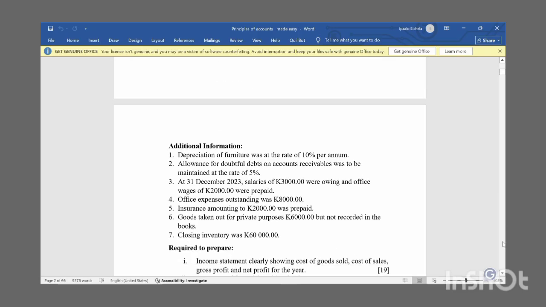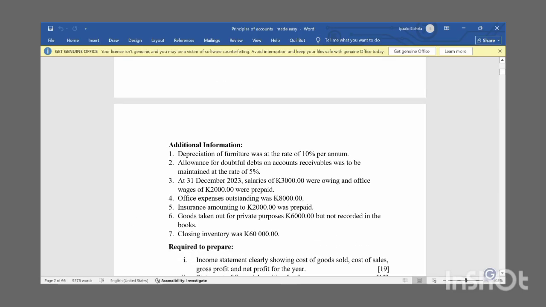So let's check. Okay, do we have adjustments? Yes. Number 3. At 31st December 2023, salaries of 3,000 were owing and office wages of 2,000 were prepaid. So we have 2 adjustments concerning salaries and wages.